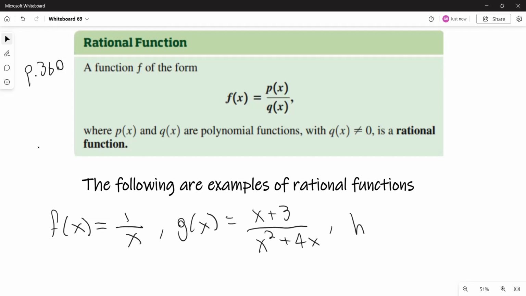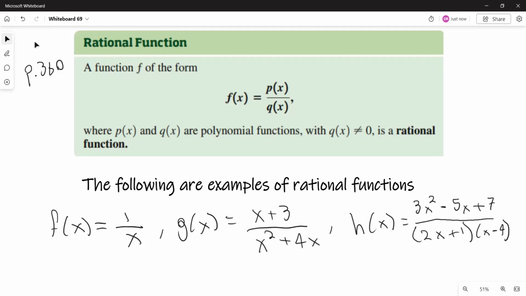Or 3x squared minus 5x plus 7 divided by 2x plus 1 over x minus 4. So every function that is the quotient of 2 polynomials is going to be a rational function.